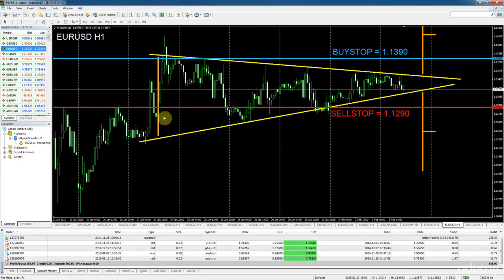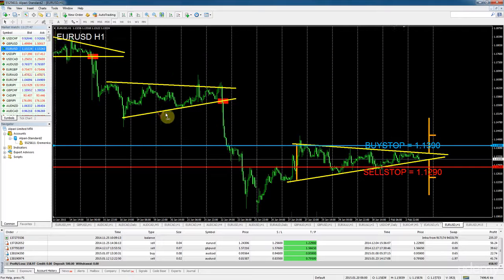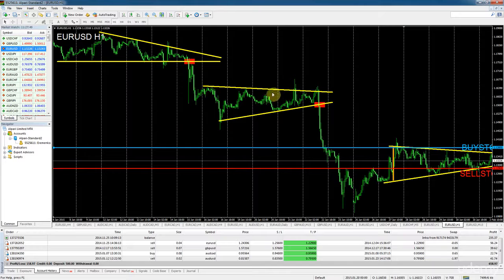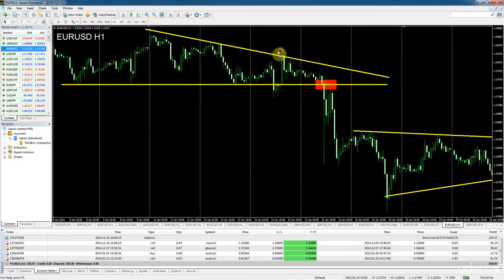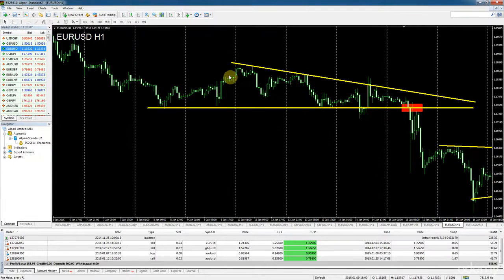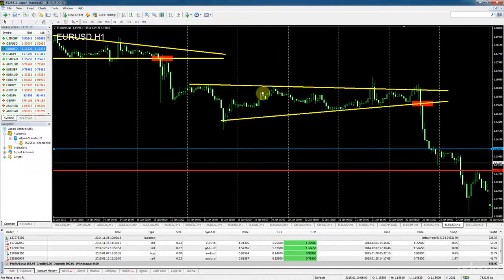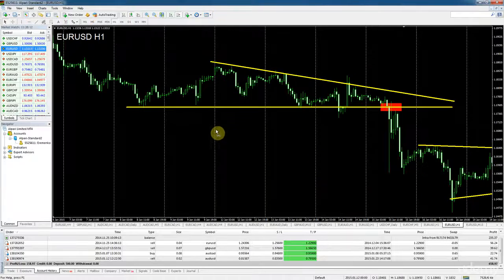But before we get into that, let's have a look at how the euro-dollar has been moving in the past couple of months. I'll zoom out a bit, and if we go back, you'll see here is another triangle that occurred previously. This was in January earlier this year, and the price was in a triangle for several days, and then it burst out downwards. I marked it with a red line here where the burst occurred. Then previously, before that, there was another triangle. Once again, the price was in a triangle for a while, and then it burst down.